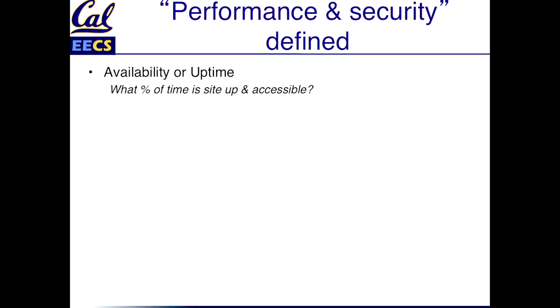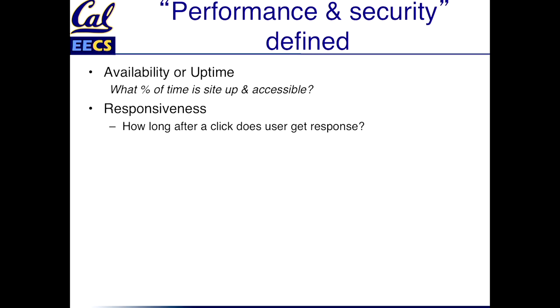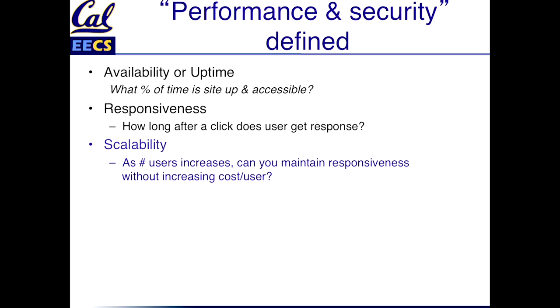What does performance and security mean in this context? The most obvious example is availability and uptime, which is roughly what percentage of the time can people use your site. And as we'll see, that's actually trickier to measure than you might expect. Responsiveness, assuming that your site is up: when I click on something or when I take some action, how long does it take for me to perceive a response? Is it milliseconds? Is it seconds? Is it, heaven forbid, tens of seconds?